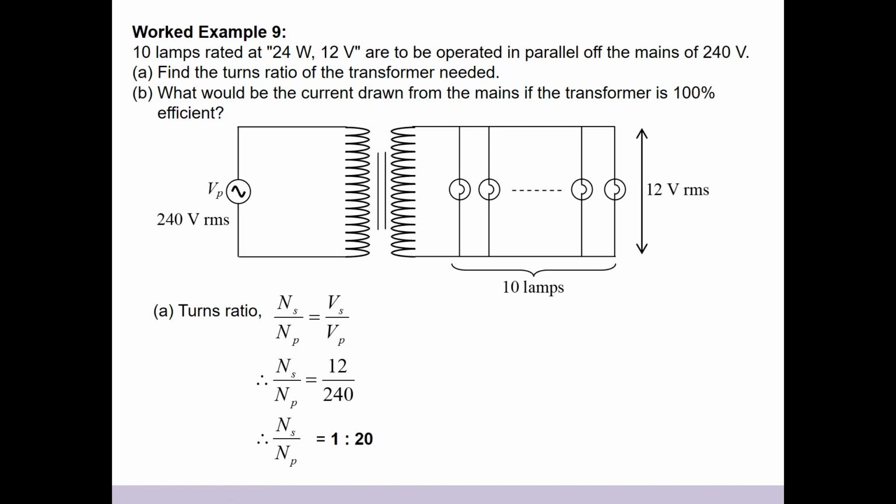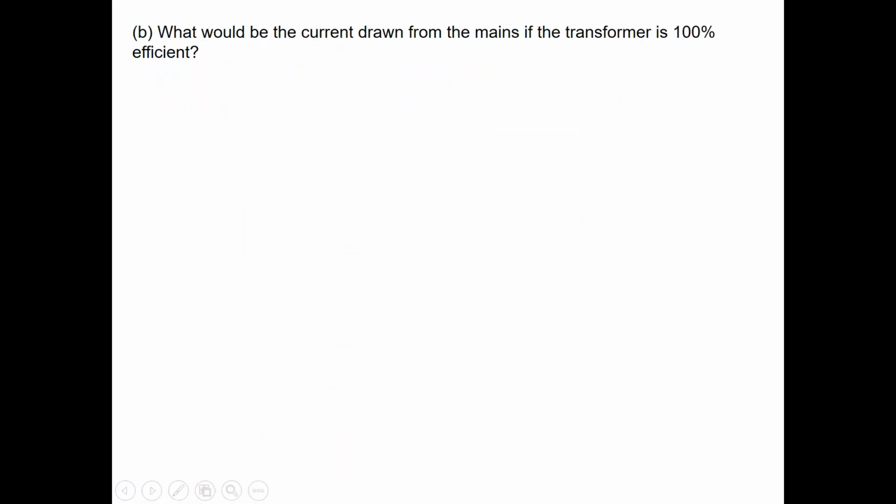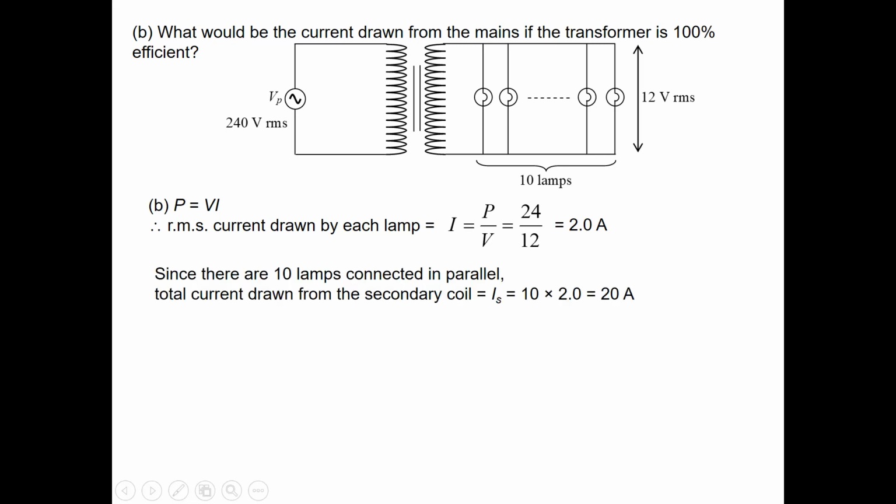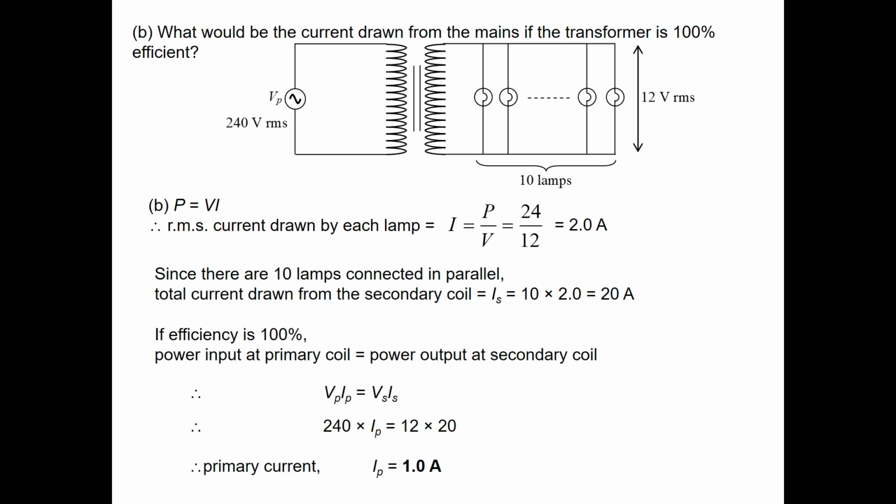B. What is the current drawn from the mains if the transformer is 100% efficient? That's something to do. So each lamp will draw a certain current. So this current is P equals IV, IRMS equals power over VRMS. So you get 2.0 A IRMS. You have 10 lamps, so the total current being drawn from this part of the wire would be 20 amperes.